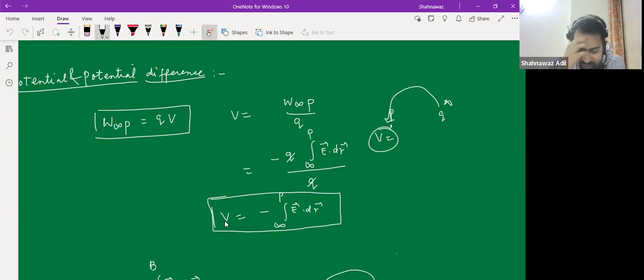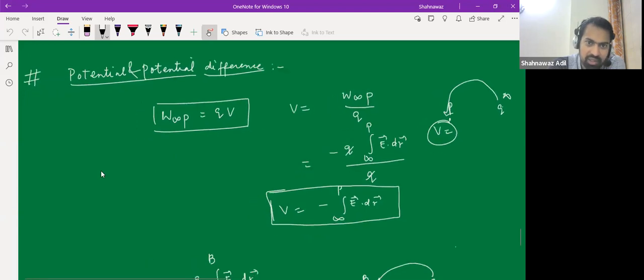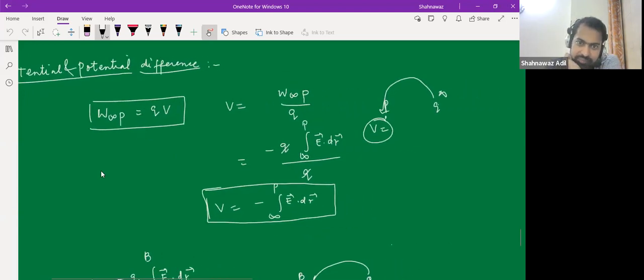Potential, not the potential difference. So this would be called potential. Okay, Rabia. If we are bringing the charge from infinity to a fixed point, this is potential. Please take the screenshot.